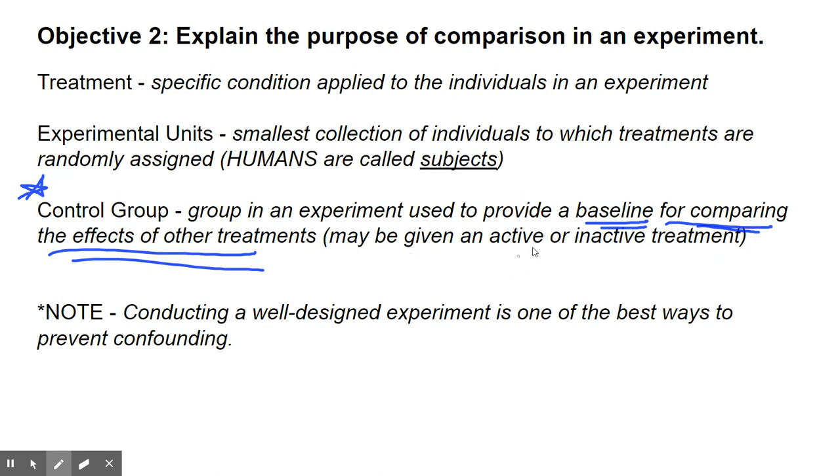Again, it's important to understand that the control can be given the active or inactive treatment. The active treatment is giving them the pill that does something. The inactive treatment would be not giving them anything. It just depends on what you want to call the control group. And this is the best way to avoid or prevent confounding. As I said, if you don't have a control group, it's hard to create that baseline. How do you distinguish between your explanatory variables? So be aware of that.